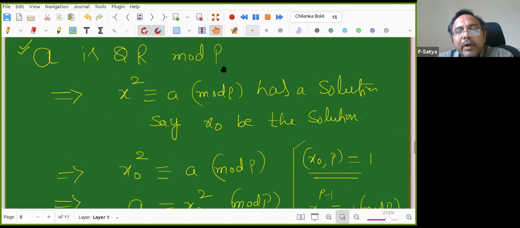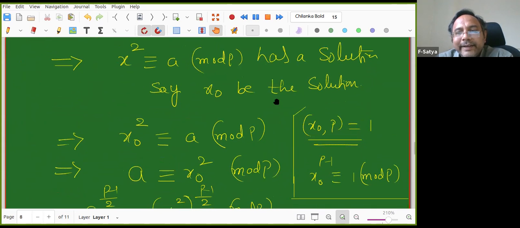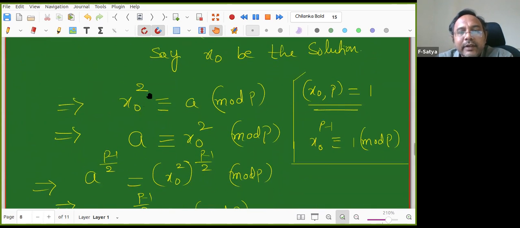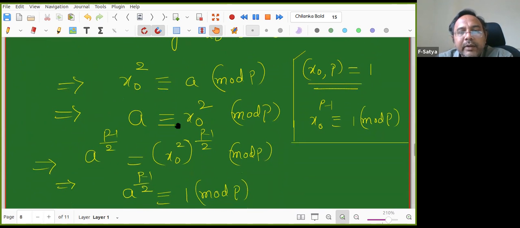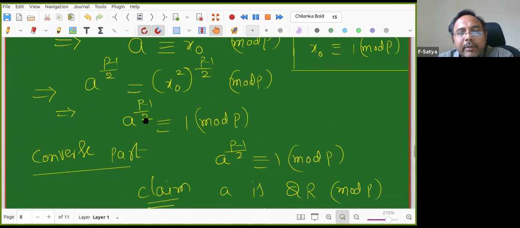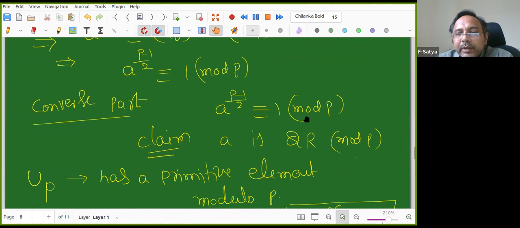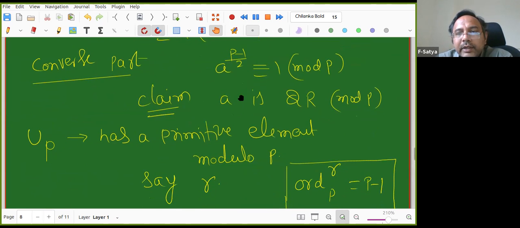Suppose a is a quadratic residue modulo p. That means x square equal to a mod p has a solution, say x naught, right? Then x naught square is congruent to a mod p, that is a equal to x naught square mod p. So you compute a power (p minus 1)/2. Here it becomes 1 because of Fermat's little theorem. So a power (p minus 1)/2 is congruent to 1 mod p. This side is easy. Now the converse part: a power (p minus 1)/2 is 1 mod p, we need to show that a is a quadratic residue. That means we need to show that x square equal to a mod p has a solution.